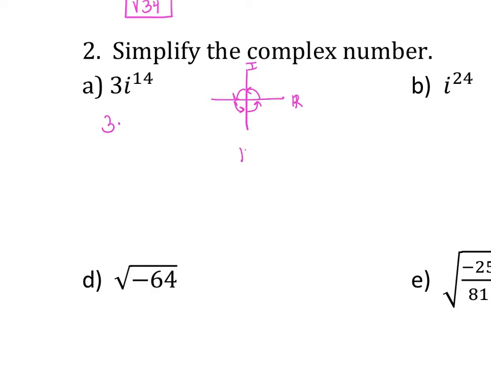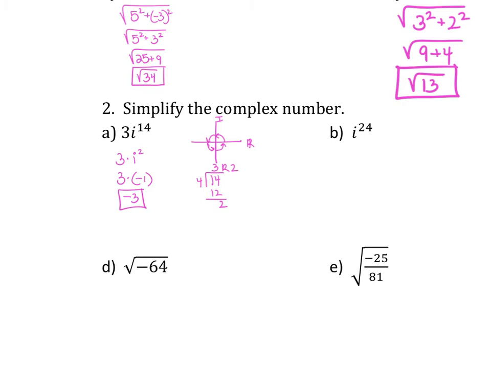The best way to do it is think 14 divided by 4, because every 4 values in your exponent, it's going to be 1 full rotation, right? And then it starts to repeat. So if we do 14 divided by 4, that's 3 times 4 is 12. Remainder 2. And so what this is telling us is that I to the 14th is equivalent to I squared. And we know that I squared is negative 1, which leaves us with negative 3.